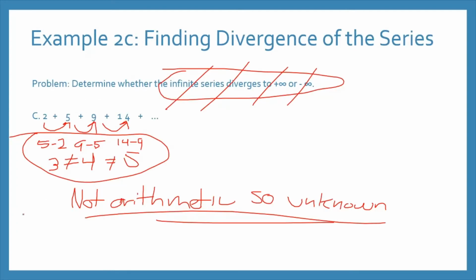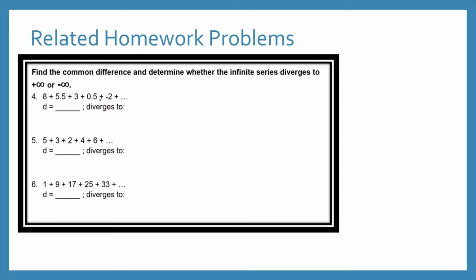Okay, and then we move on to some related homework problems for you guys. The related homework problems have the same problem right here as before. So just make sure you do these problems the same way as you did before. Again, we want you to use the common difference to imply whether it diverges to positive infinity, negative infinity, or if it, like the last problem, part C, is not arithmetic at all.